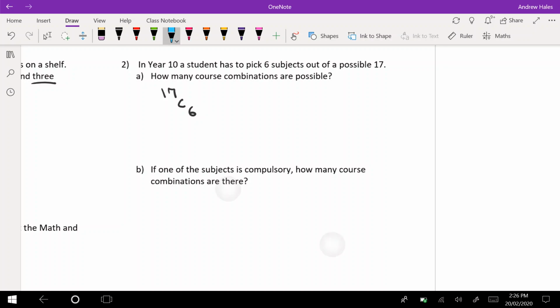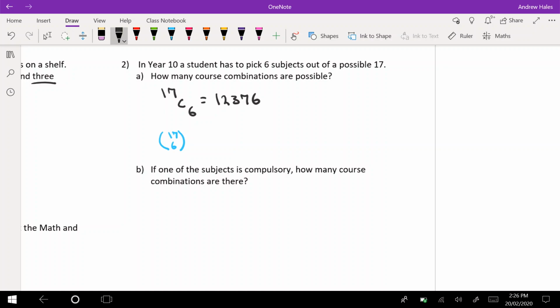Remember, it could also be written like that, but I like having that C there just so I know that I'm dealing with combinations, okay? And just for the sake of it, I've figured it out, and the answer is 12,376. But again, non-calc, we wouldn't expect you to know that, so 17C6. Actually, maybe we would. Disregard that.